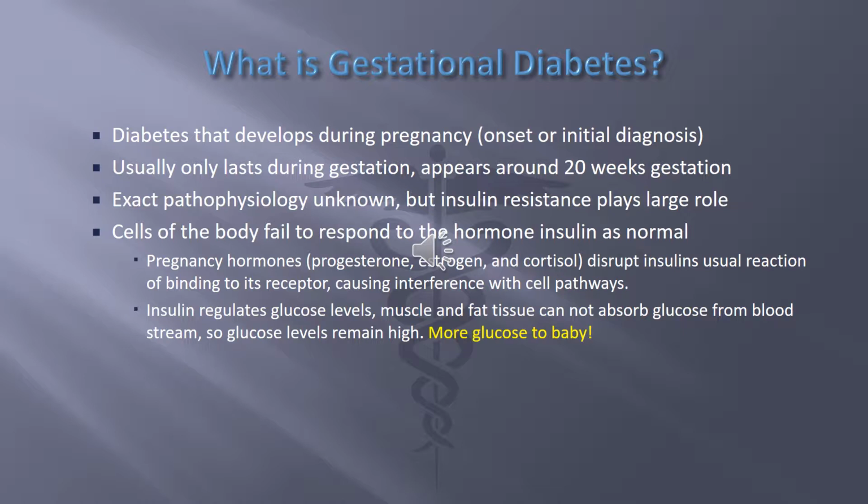Pregnancy hormones, including progesterone, estrogen, and cortisol, disrupt insulin's usual reaction of binding to its receptor, causing interference with cell pathways. Insulin regulates glucose levels. Muscle and fat tissue cannot absorb the glucose from the bloodstream, so glucose levels remain high, equals more glucose to the baby.